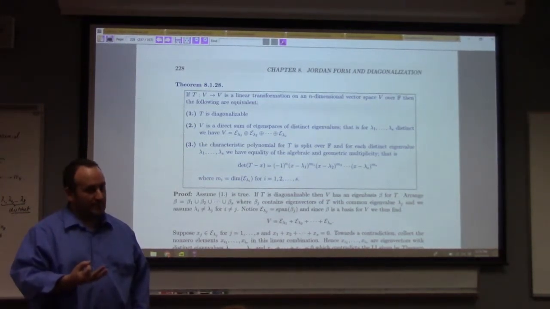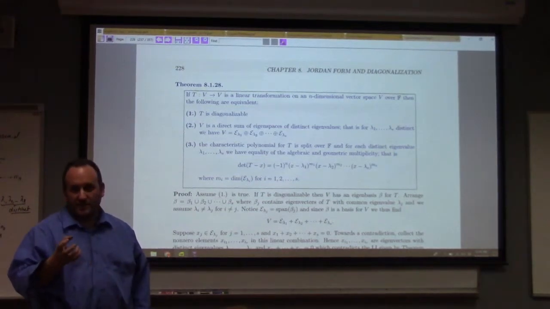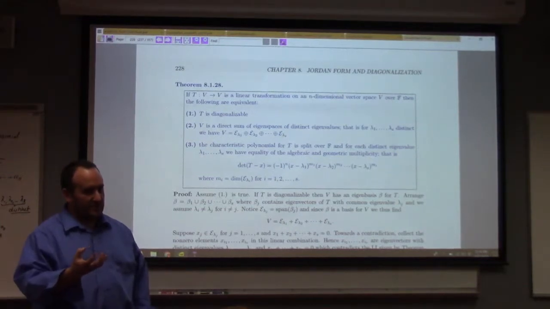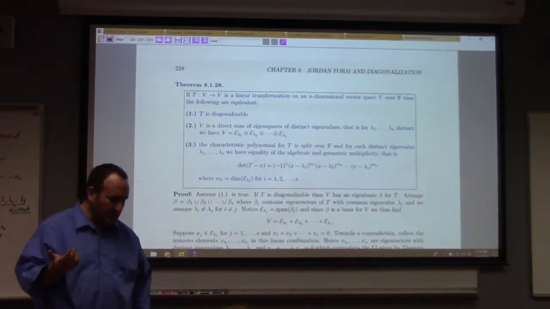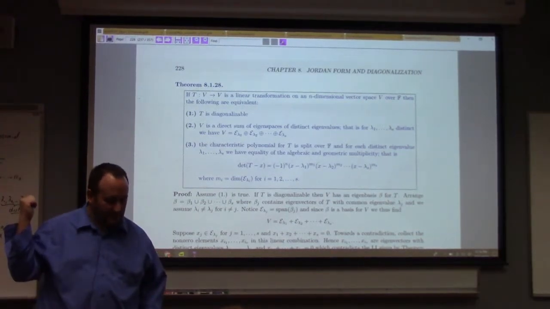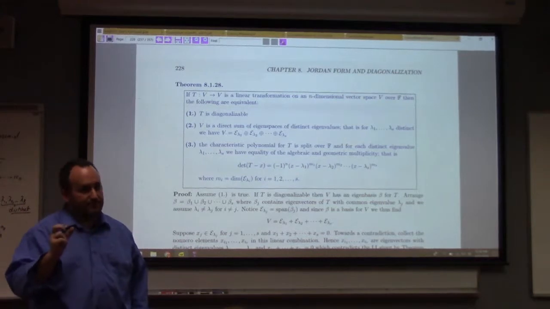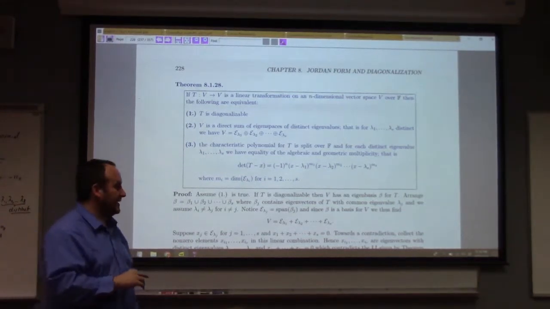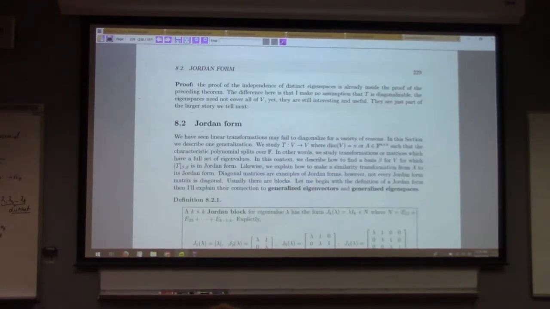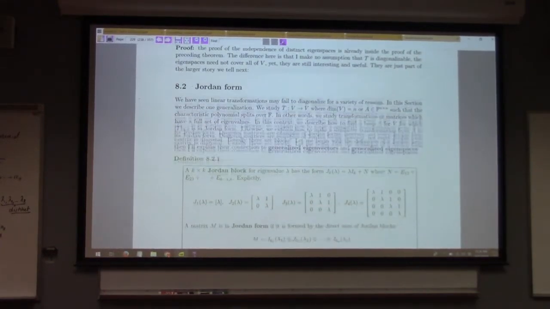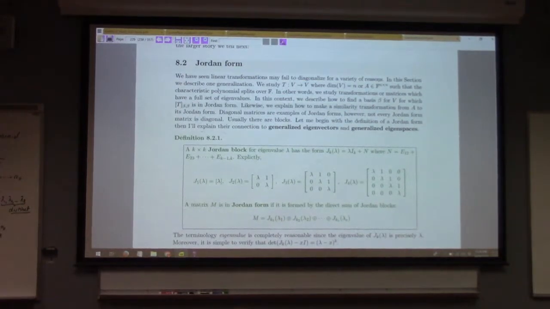So long story short, what happens in that case is that there still is a standard reference form that you can convert your transformation to. You can always convert a transformation which has all the eigenvalues in the field into what's called Jordan form. So I want to try to describe that to you right now. This is section 8.2. I'm going to put this away because I want to write these things out, okay? I'm going to regret this.